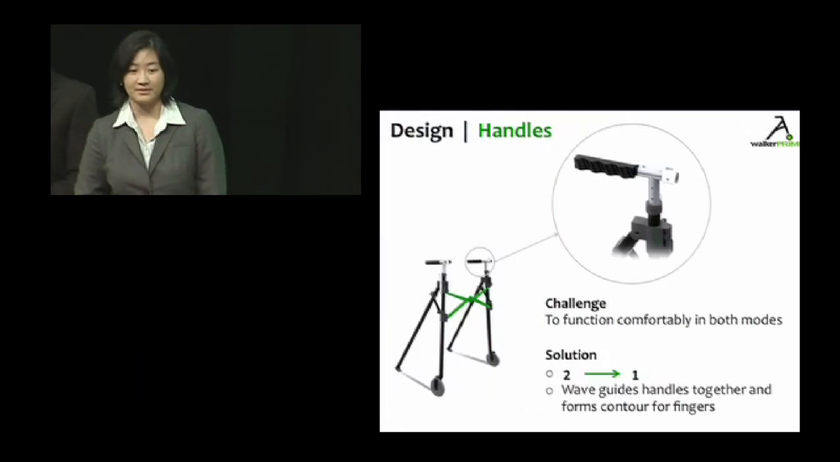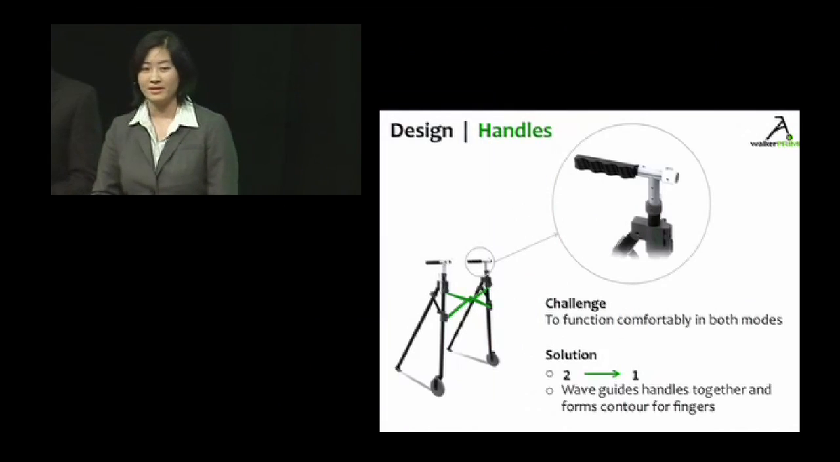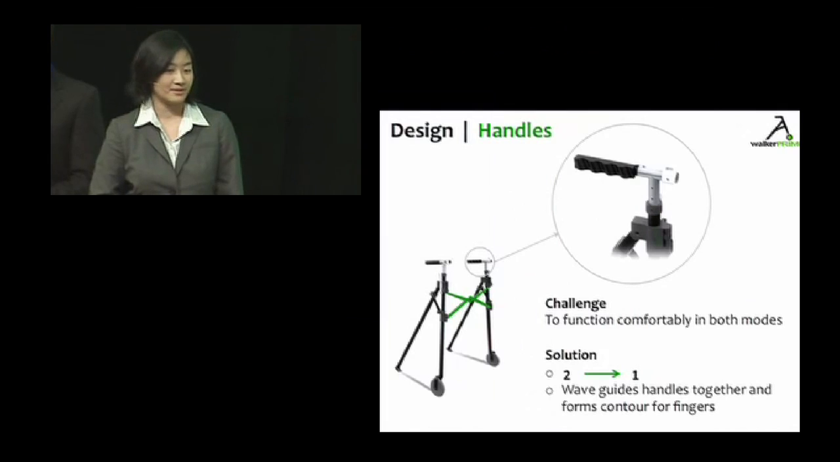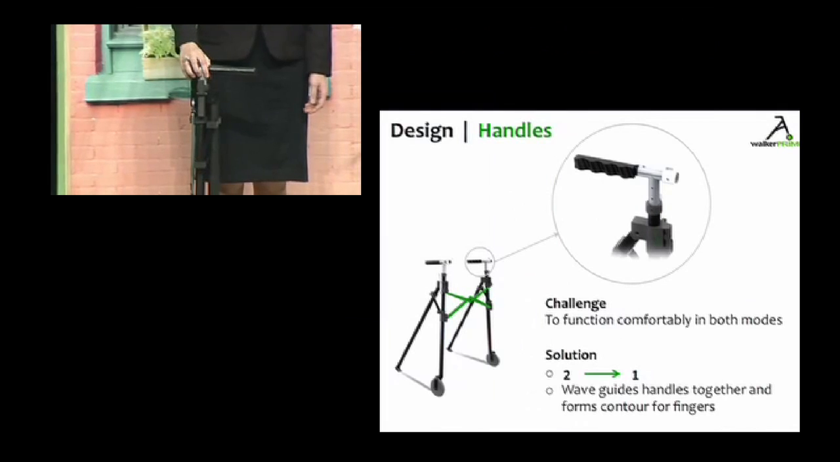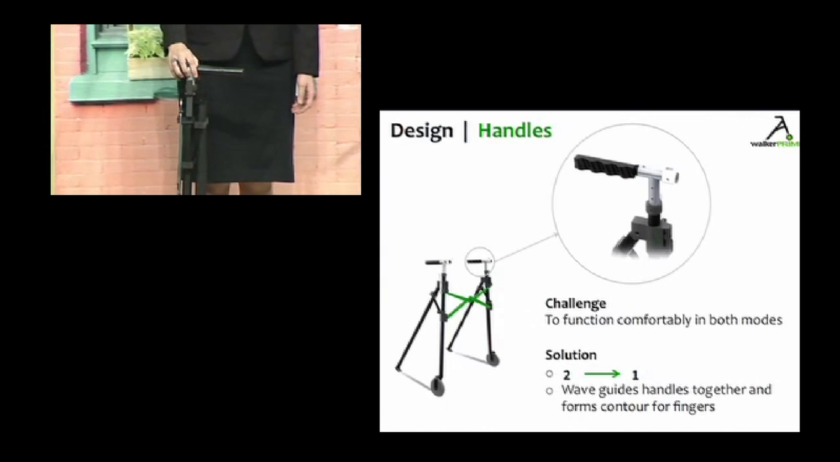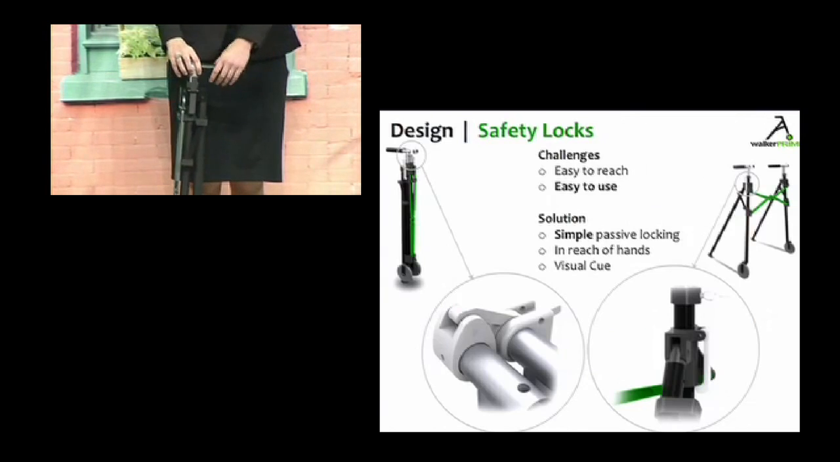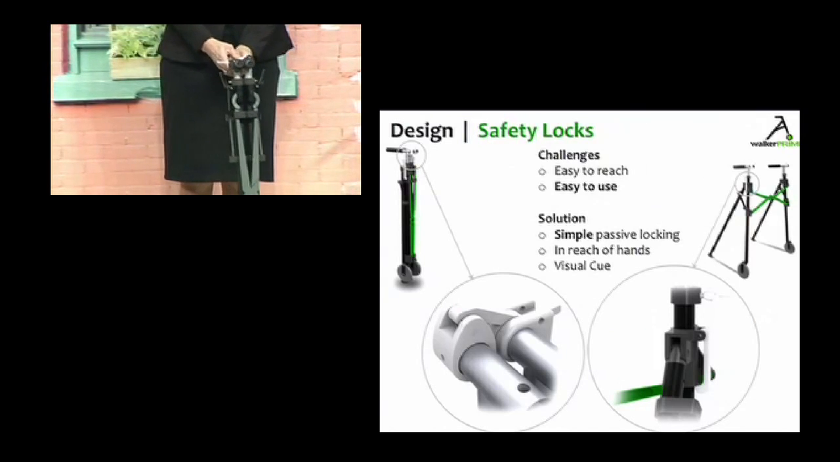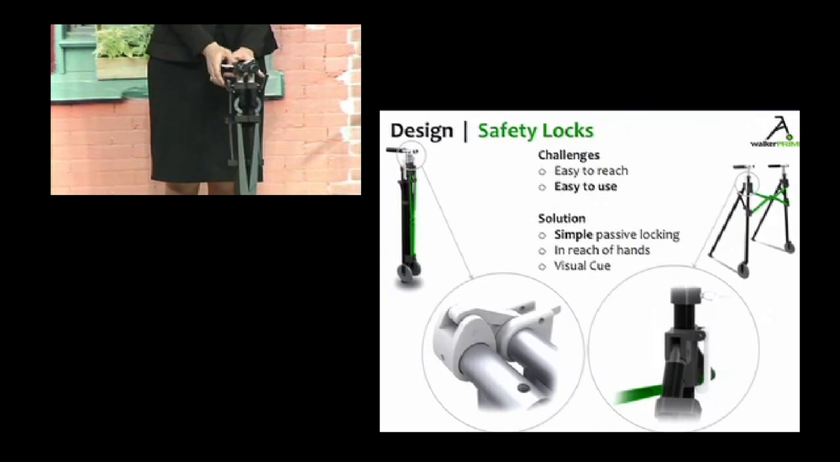Let's take a look at the handles. There are 2 handles in walker mode that become 1 in cane mode. The wave allows the handles to come together nicely and also provides an ergonomic contour for your fingers. Just below the handles are the safety locks. There are 2 different locks, but they are both passive for simplicity.